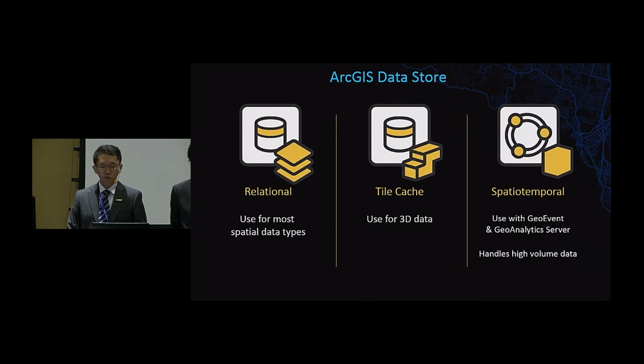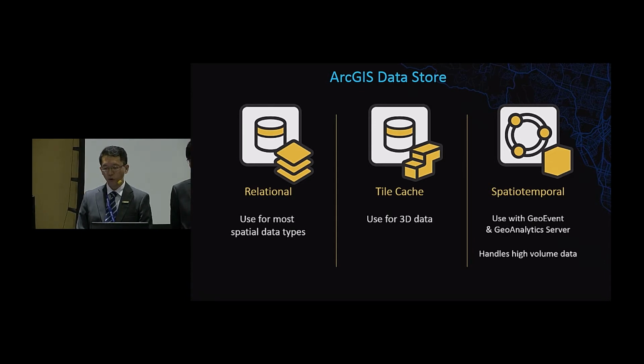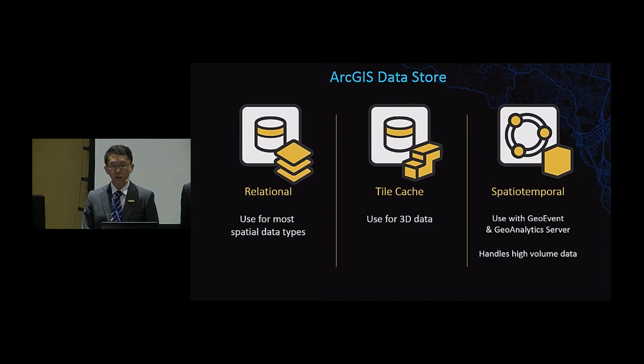There are actually 3 different types of ArcGIS Data Store. The first 2 are required for the base deployment. The first one is the relational data store, which is what enables the hosted feature service layers in your portal. The tile cache is for your 3D hosted scene layers. And finally, the spatiotemporal data store is a NoSQL data store for handling huge volumes of data, and is only required by the GeoEvent and GeoAnalytics server roles.